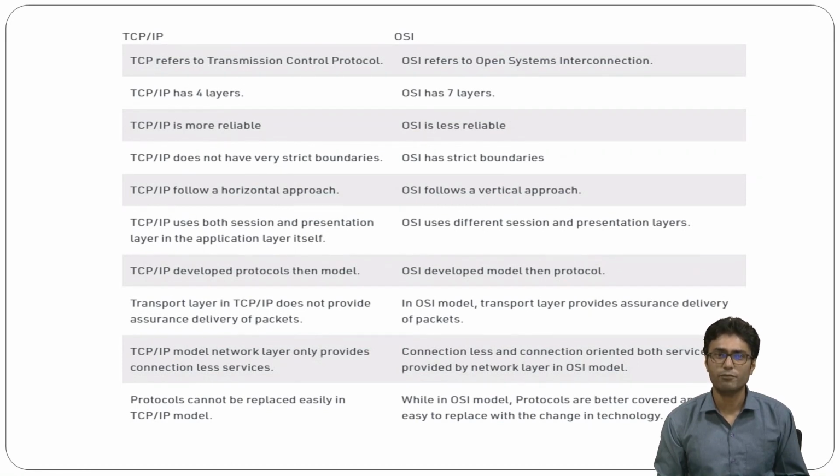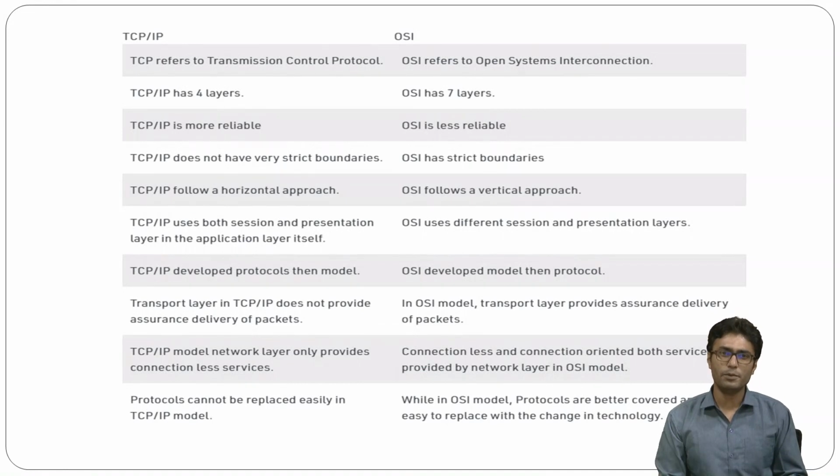Then TCP/IP follows a horizontal approach, while OSI follows a vertical approach. Then TCP/IP uses both session and presentation layer in the application layer itself, while OSI uses different session and presentation layers. Now TCP/IP developed the protocols then model, while OSI developed the model then protocol. So transport layer in TCP/IP does not provide assurance of delivery of packets, while in OSI model this transport layer provides assurance delivery of packets.